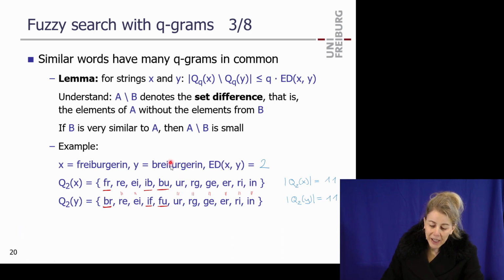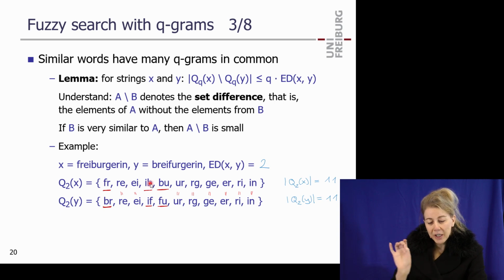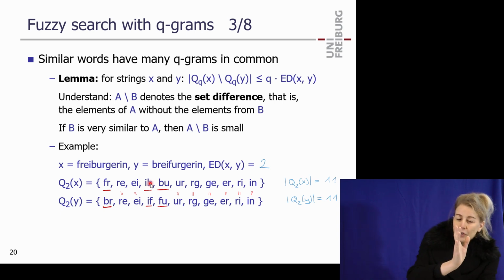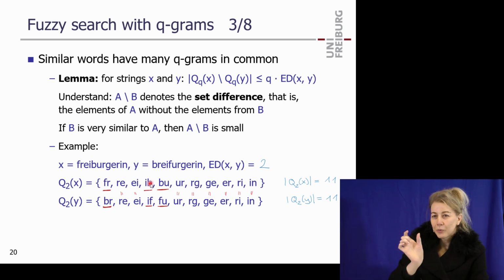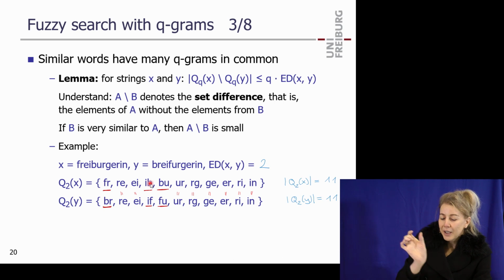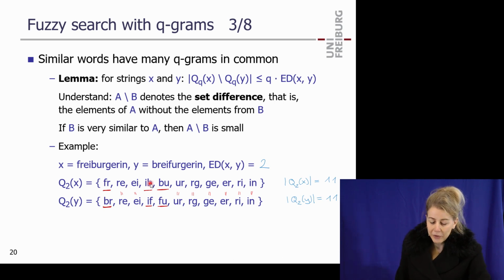And note something very interesting here, which is important for the intuition later. I've changed something here, the B into an F. It affects 2 grams, right? It affects 2, not just 1. Why 2? Because if it's 3 grams, one change would affect 3 grams. It's like you have a window of 3 letters and you slide it over the word. So if you change 1 letter, it affects q grams. So in this case, 1 change of letter affects 2 grams.